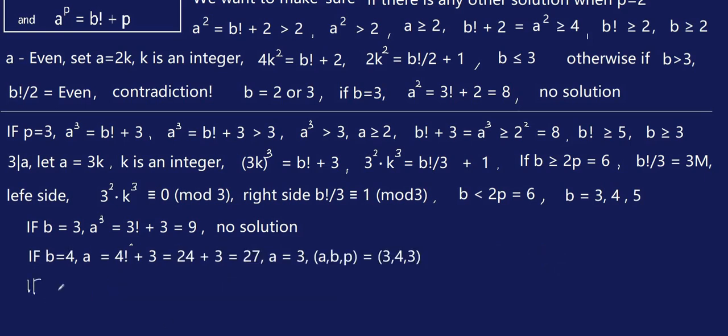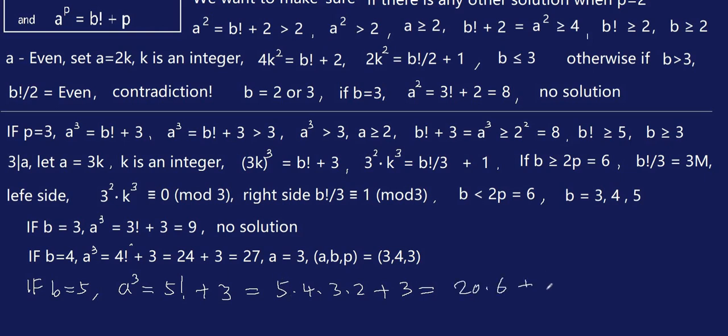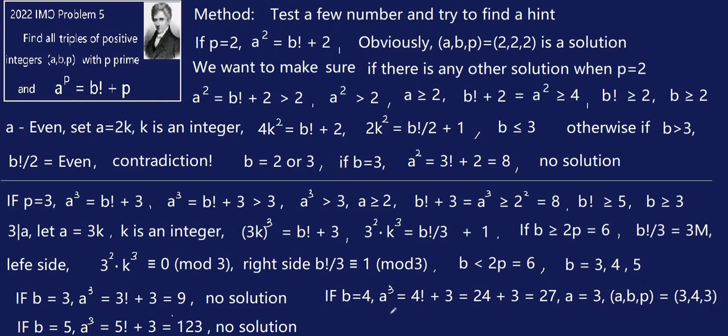So we get the second solution. If b is equal to 5, we have a cubed equal to 5 factorial plus 3, which is 5 times 4 times 3 times 2 times 1, that is 120 plus 3. So it is 123. So no solution.